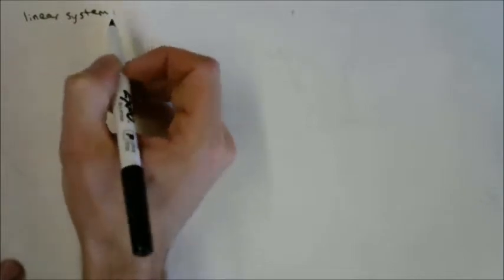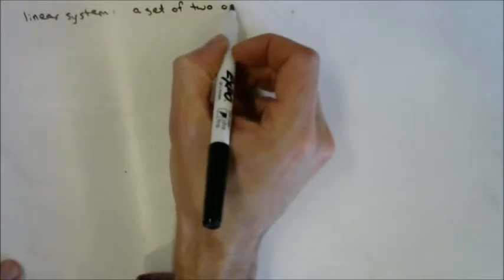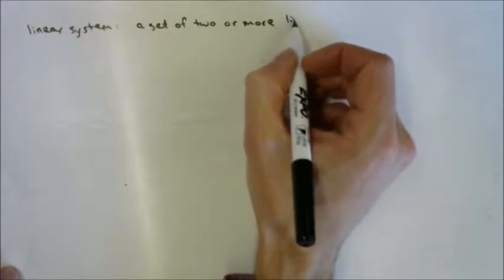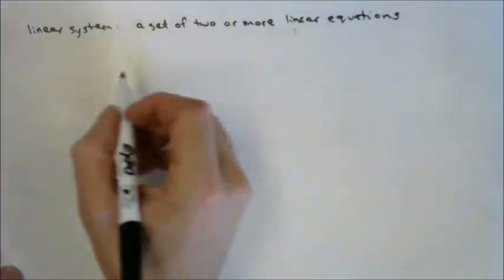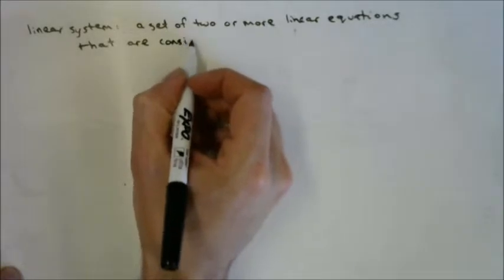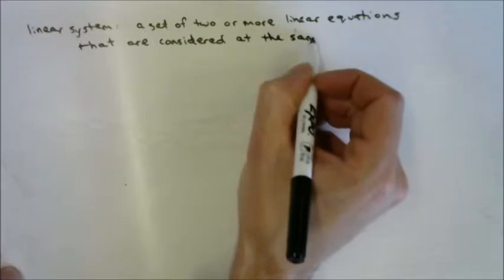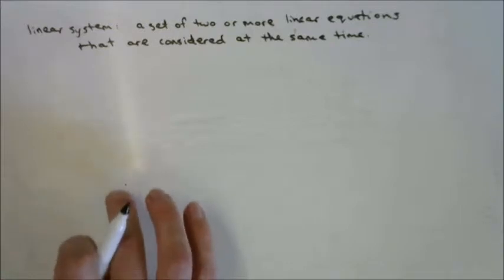The notes are starting with the word linear system. Linear system: a set of two or more linear equations that are considered at the same time. So if you have two lines that you're thinking about at the same time, you have a system of linear equations.